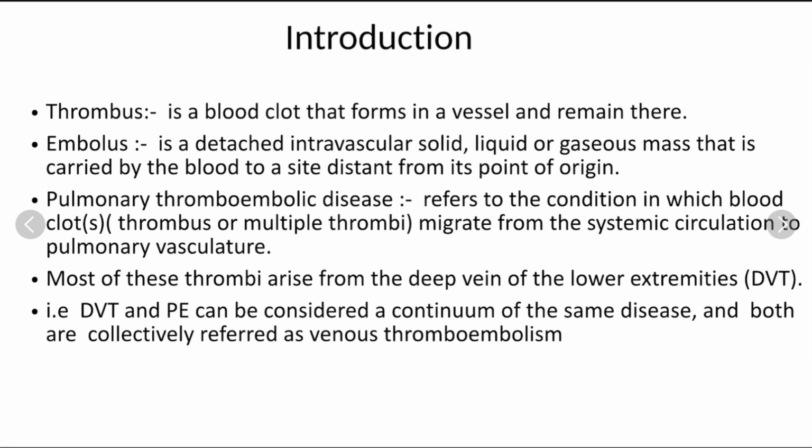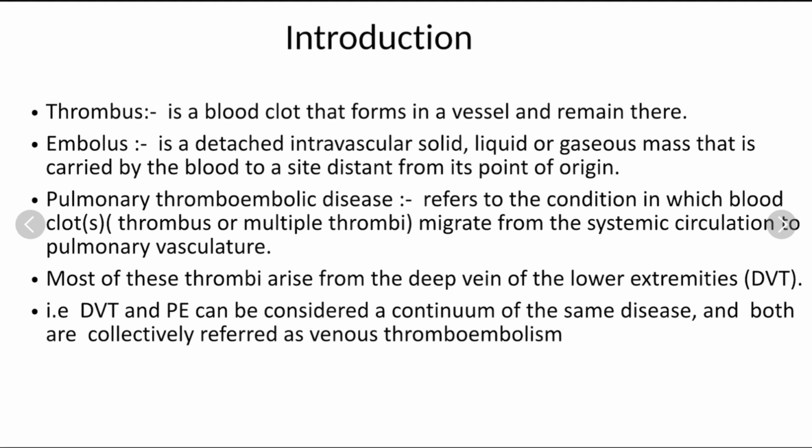And what is pulmonary thromboembolic disease? It refers to the condition in which a blood clot, either a thrombus or multiple thrombi, migrate from the systemic circulation to the pulmonary vasculature. Then we will call it pulmonary thromboembolism, and we will discuss this disease only. Most of these thrombi arise from the deep veins of the lower extremities, so that's why we call it deep vein thrombosis.